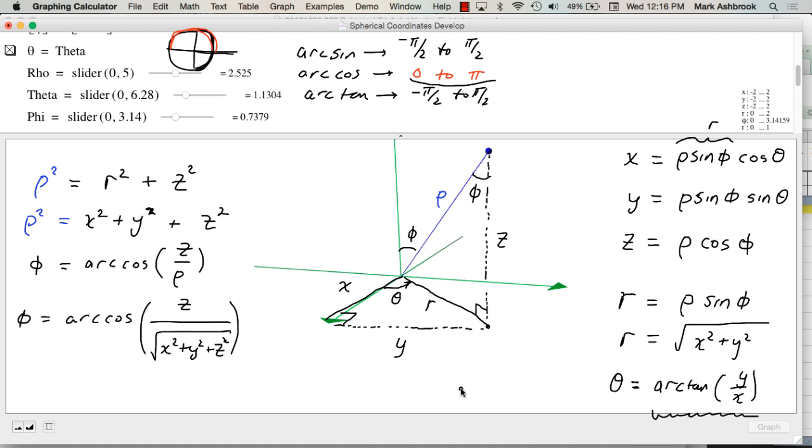Okay, questions on the relationships between x, y, z, r, theta, rho, and phi?